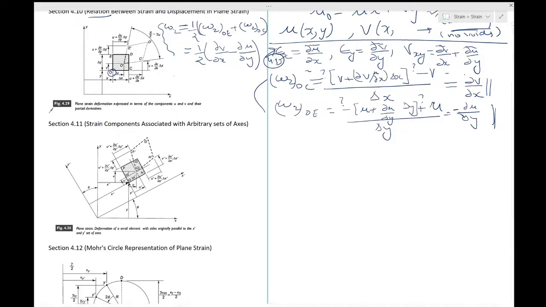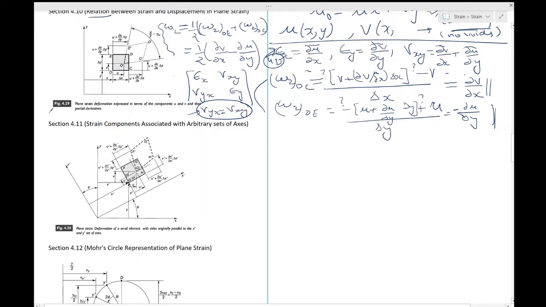So we therefore speak of the plane strain at a given point in a two-dimensional body as given by the strain components epsilon x, gamma xy, gamma yx, epsilon y. Okay, these are the strain components over here, and we say that gamma yx is the same as gamma xy. In your textbook it is written that you define it in this form, but in reality this comes out because of the geometry.